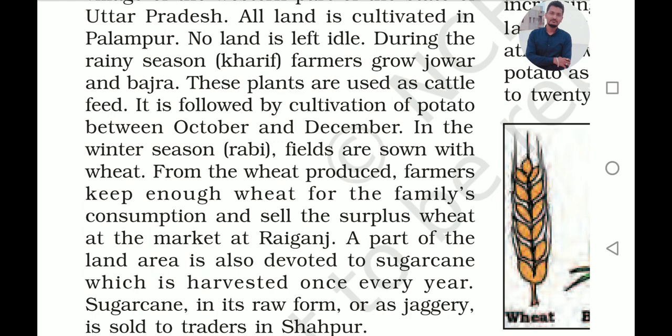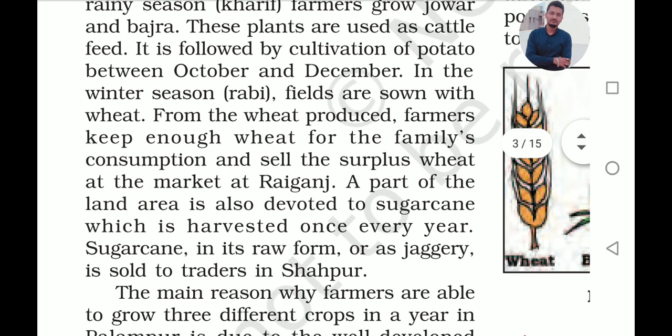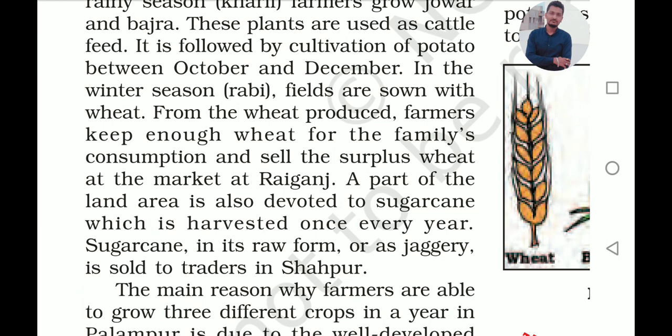It means whatever produce they get, they take a part of the produce for the consumption of the family's need, and whatever is left is called the surplus produce, which they sell to the nearest market, that is Raiganj.